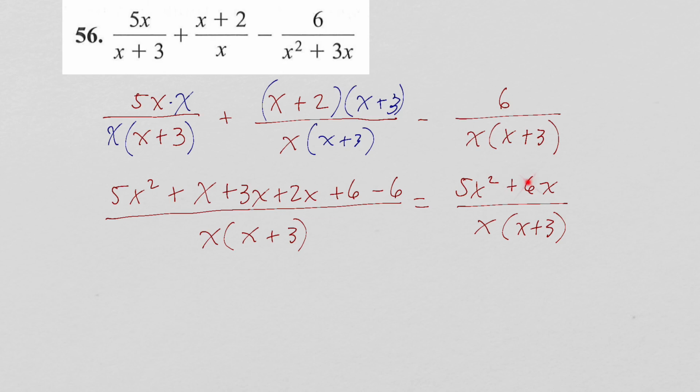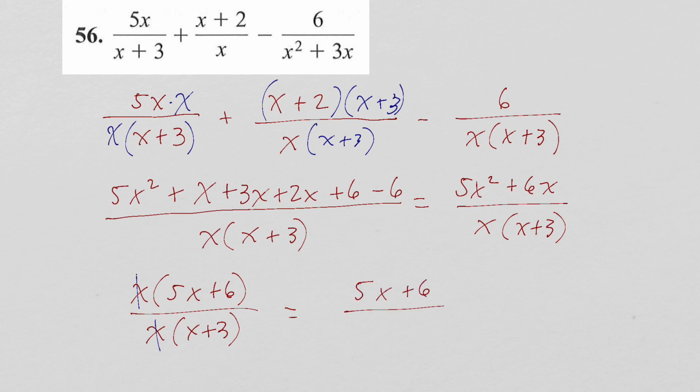So we have a common x here. I'm going to factor out the x, and we'll get x times 5x plus 6 all over x times x plus 3. And we'll cancel the common x from the top and bottom. And we'll be left with 5x plus 6 over x plus 3. And that's our final answer.